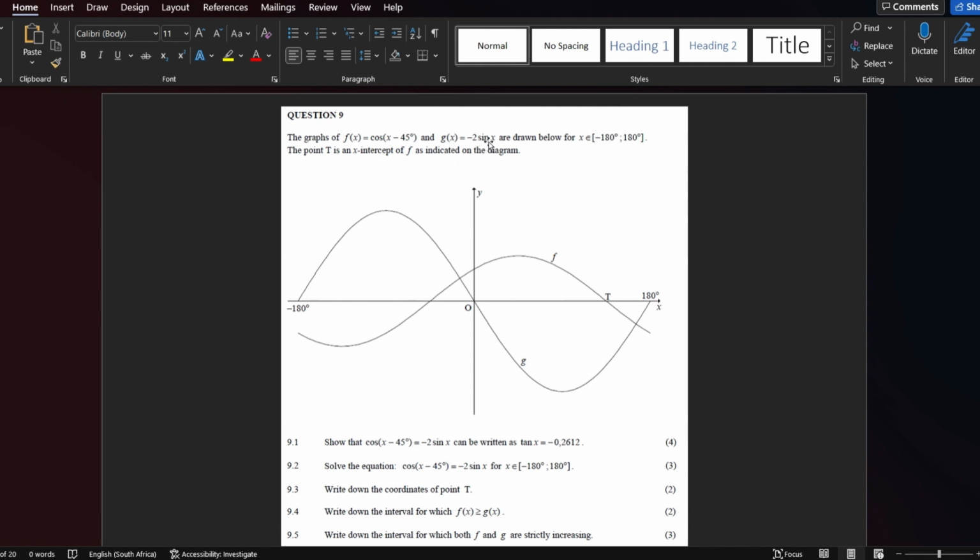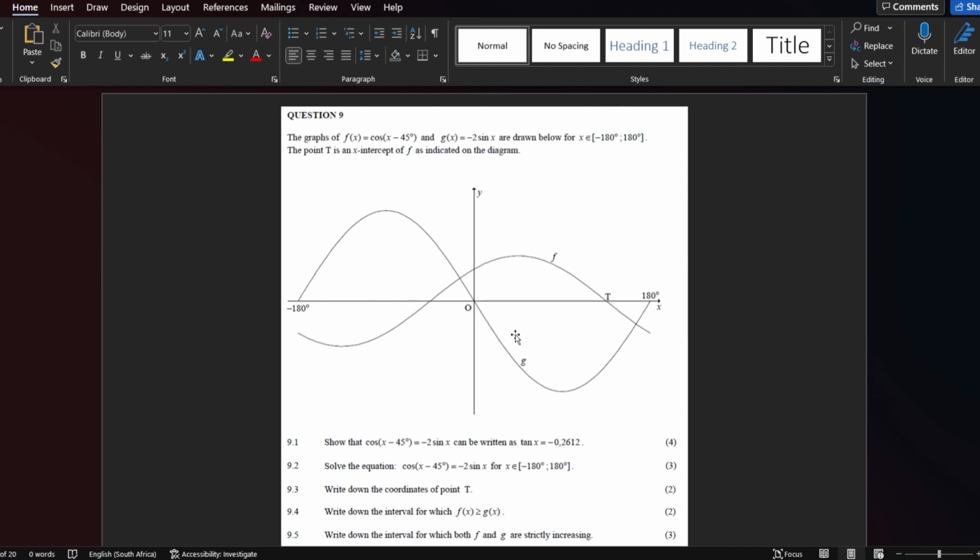For g(x), we can see that there's no shift. However, there has been firstly an increase in amplitude. So instead of 1 it's 2, so it has been doubled, and then also there is a negative in front, which means it has been inverted, meaning it will not reach a peak first but rather it will reach a trough first.